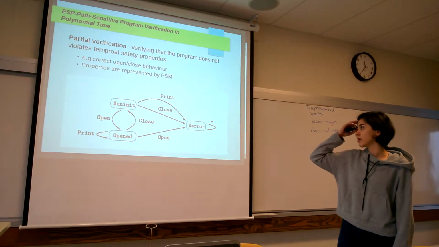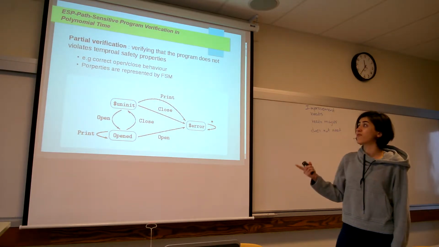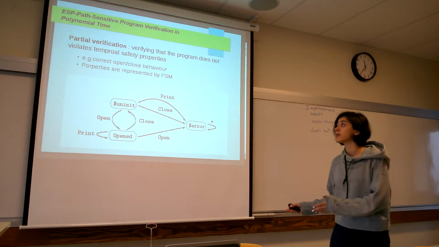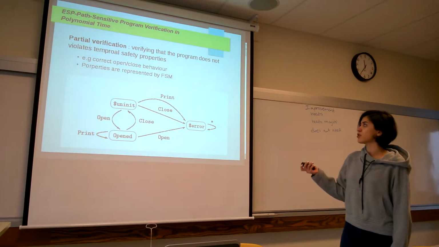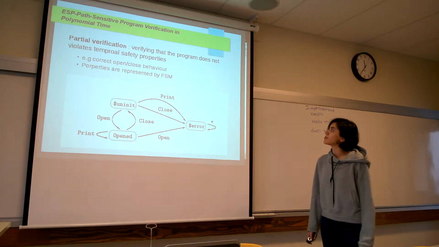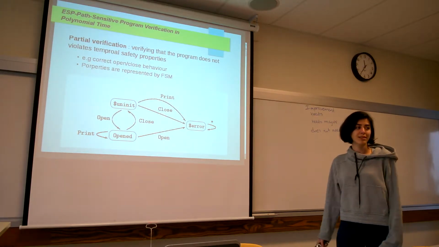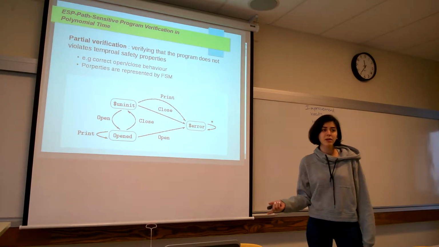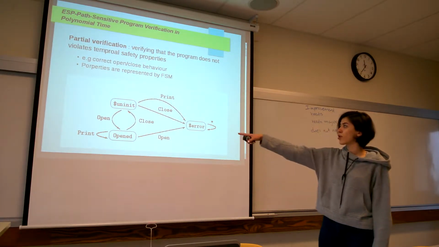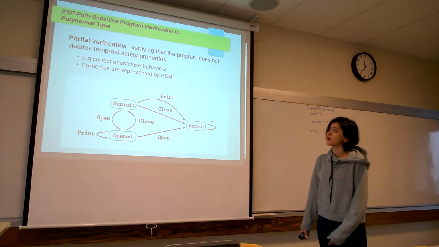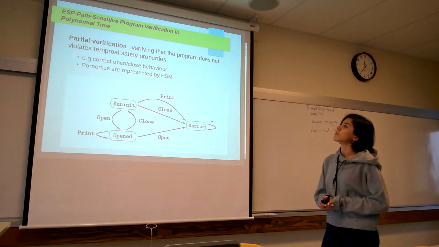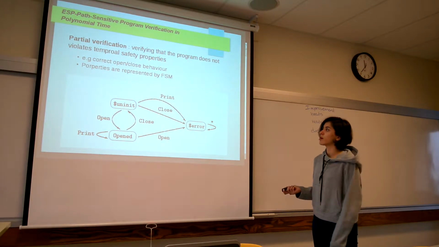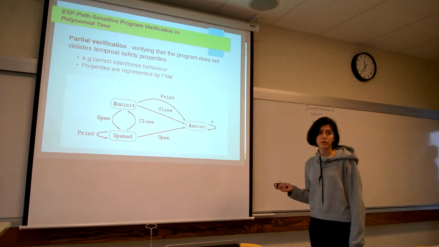For example, you should not close a file if you haven't opened it, or you should not release a lock if you haven't acquired it. Partial verification means verifying that the program does not violate these temporal safety properties. And by the way, temporal safety properties are defined by the programmer, and the programmer uses an FSM to represent temporal safety properties. This is the FSM for open and close behavior.